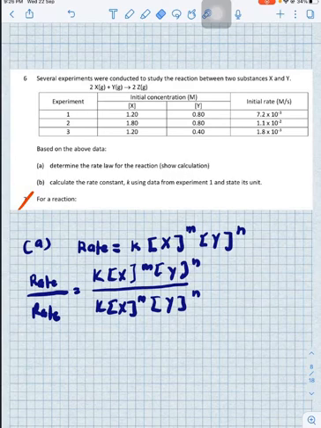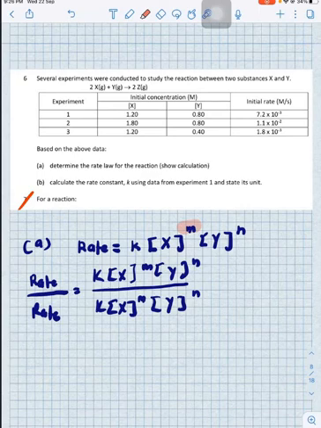Okay. So what do you think? Which experiment can we use? Satu dan dua dengan satu dan tiga. Okay. So untuk kalau kita nak tahu reaction order for M, by right kita boleh guna, maknanya Y kena kekal constant lah. So kita boleh guna 1 dan 2.